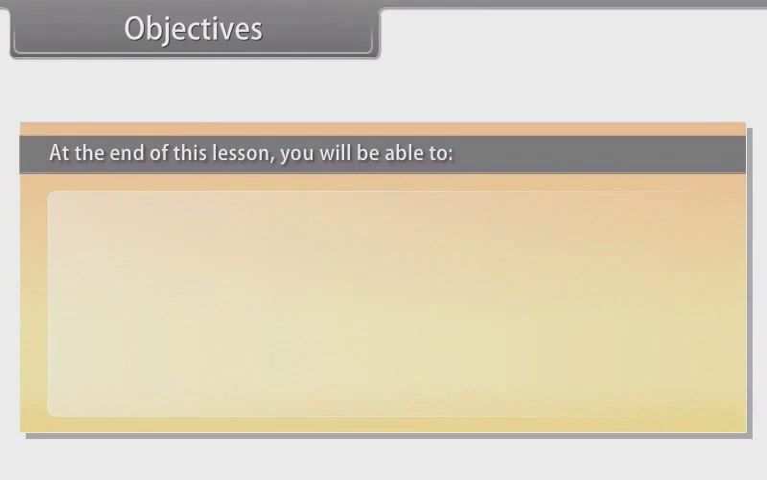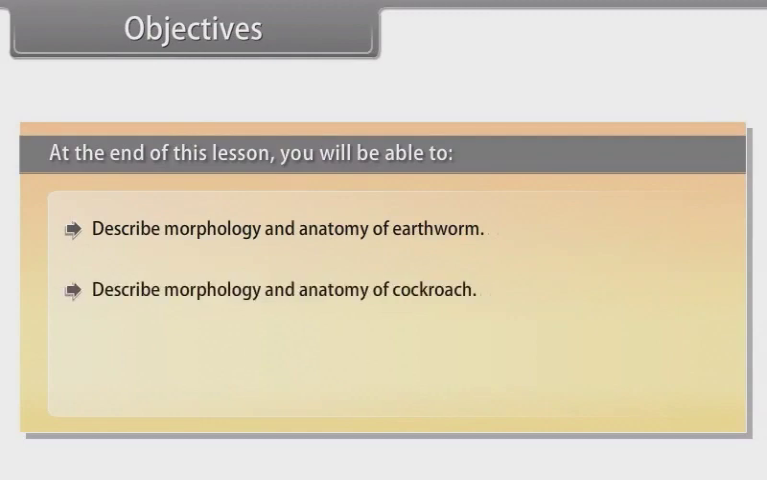Objectives. At the end of this lesson, you will be able to describe morphology and anatomy of earthworm. Describe morphology and anatomy of cockroach. Describe morphology and anatomy of frog.